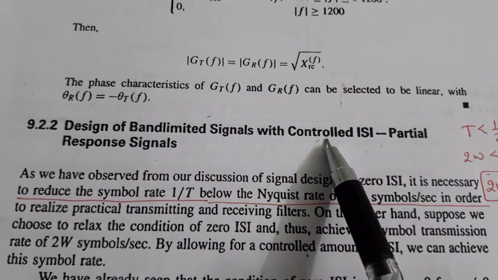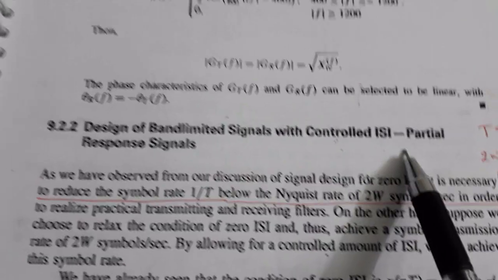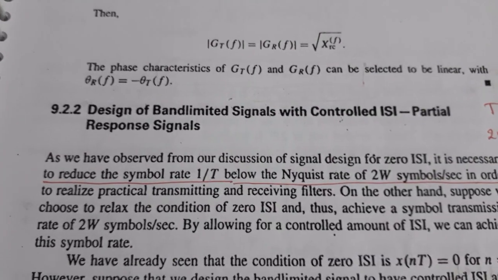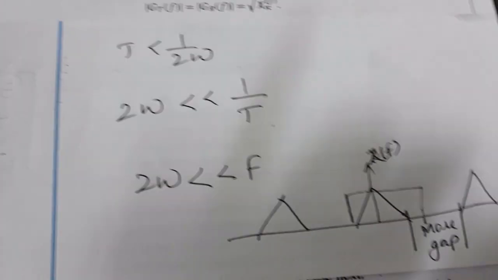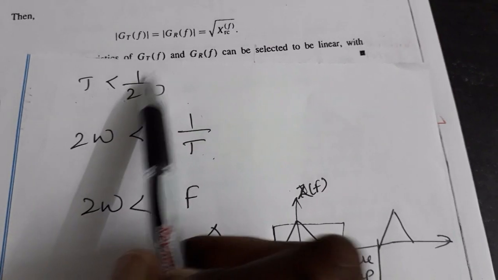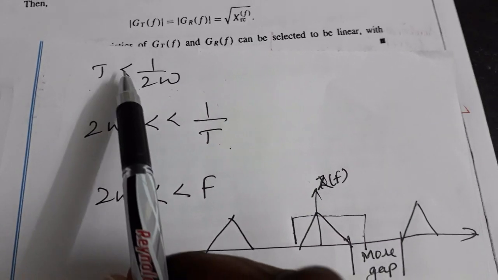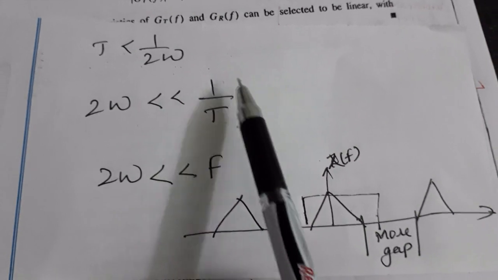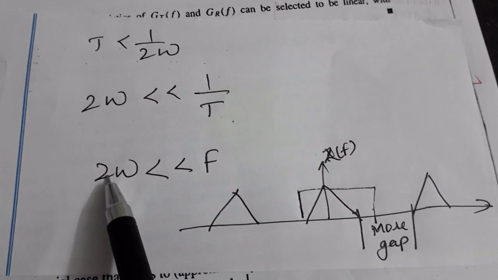That means intersymbol interference can be reduced or can be controlled. And to go for it, first let us go for intersymbol interference, how it is reduced. So when I say T less than 1 by 2W, if I take this T this side, it is 1 by T greater than 2W. So when 1 by T is greater than 2W.